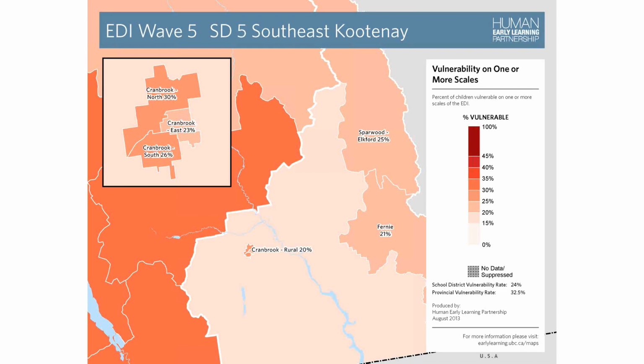So you can see the range from the last Wave 5 results, a low of 20% of kids vulnerable in that Cranbrook rural area, up to a high of 30% in Cranbrook North. And one of the things to note about those results is that there actually is not a huge variation. In many school districts around the province, as I said, you'll see differences in neighborhoods that are quite large, from 10% in some neighborhoods up to 50+%, whereas here you're seeing all of the neighborhoods just within that 10% range, from 20 up to 30%.